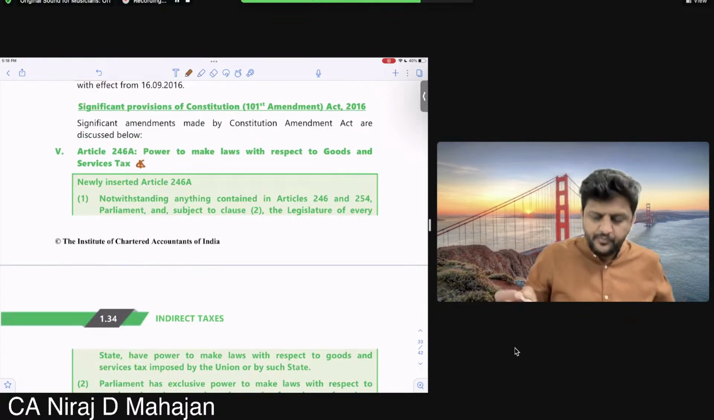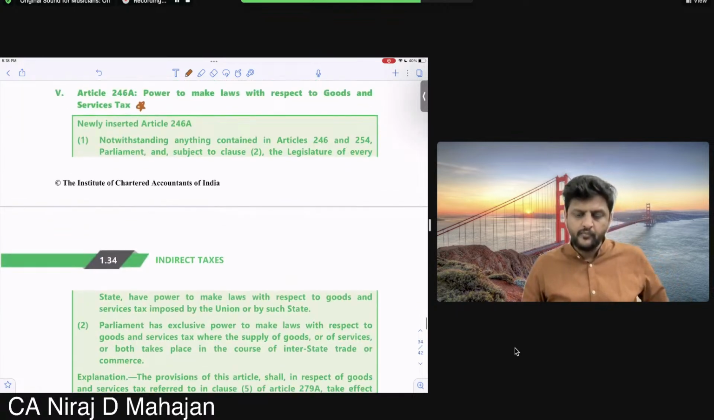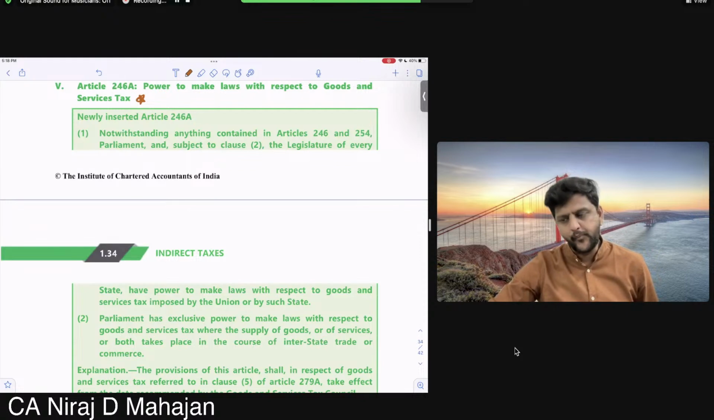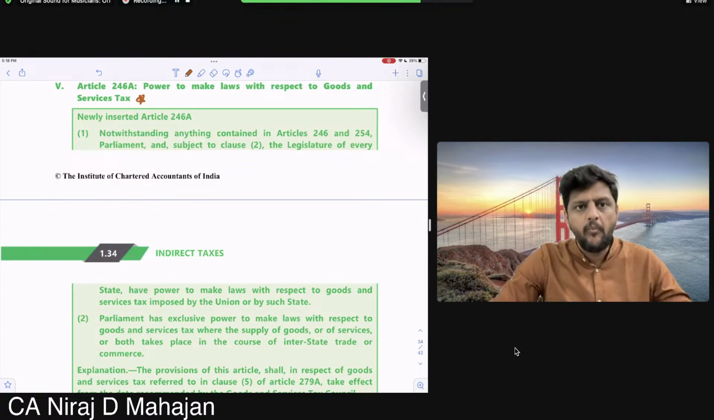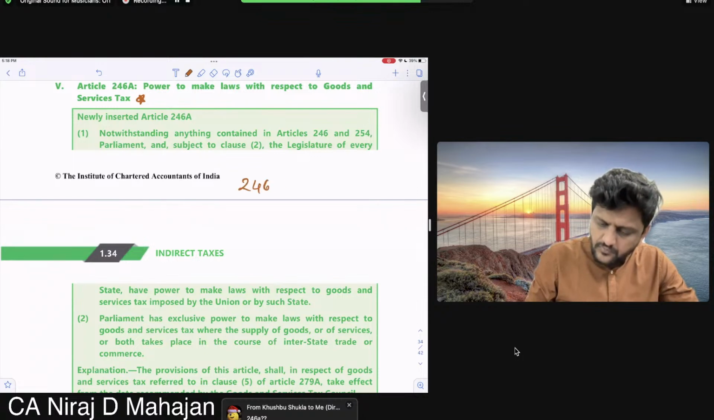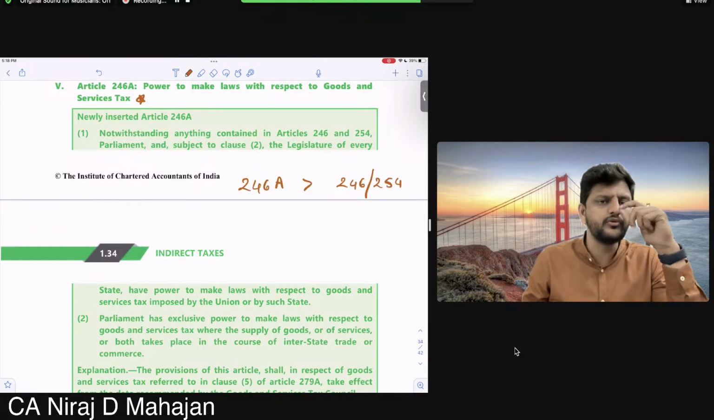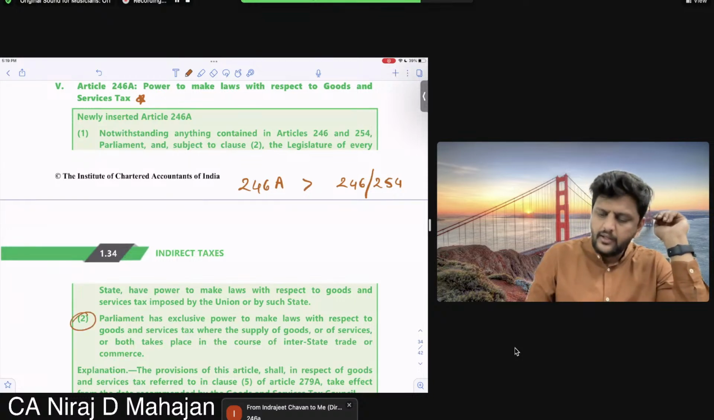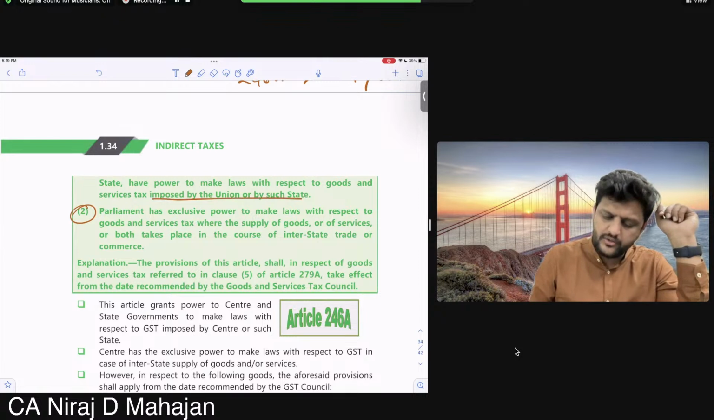246A. Power to make laws with respect to GST. Newly inserted article 246A. Check here. Notwithstanding anything contained in 246 and 254. Means who is supreme? And subject to clause 2, the legislature of every state has power to make laws with respect to goods and service tax imposed by the union or by such state.